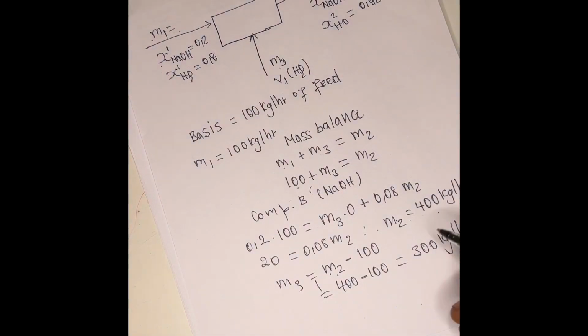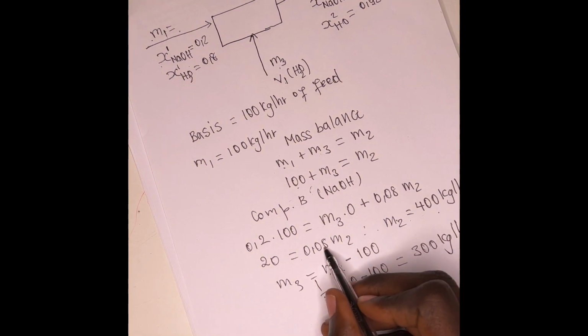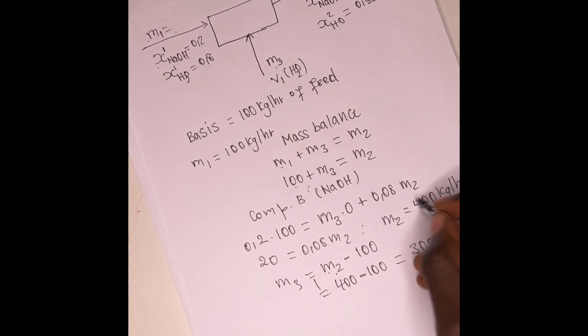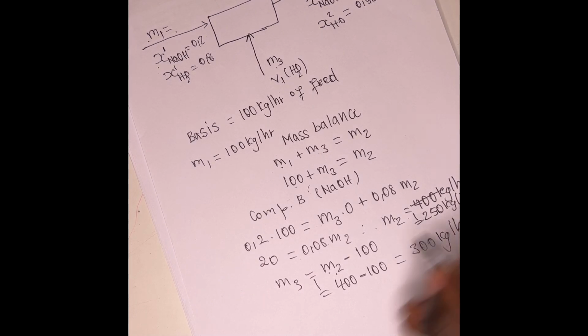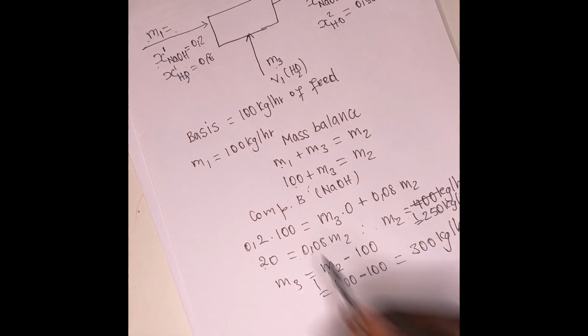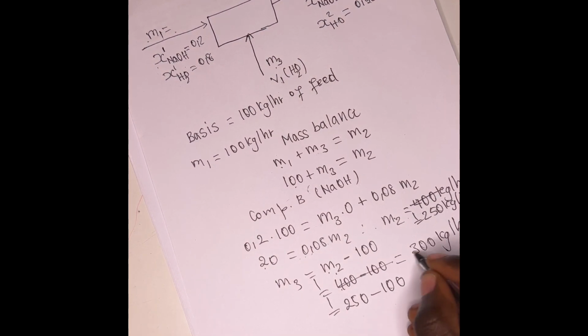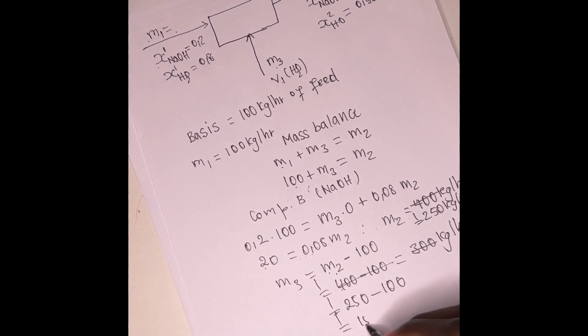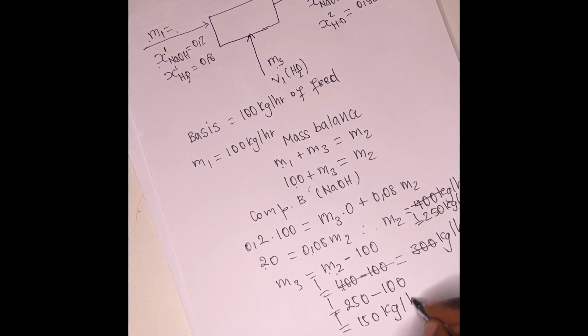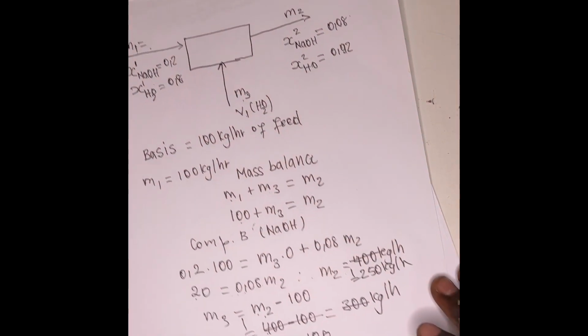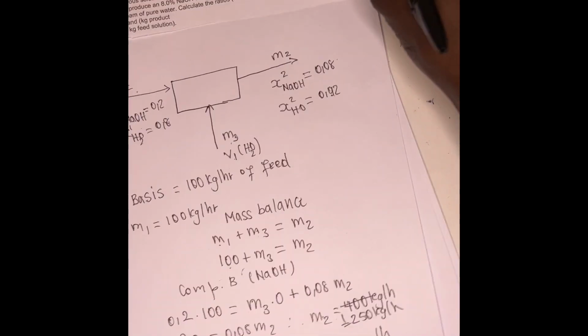20 divided by 0.08. Sorry, guys. So this number is supposed to become, if we divide by 0.8, sorry guys, I just made a mistake. This is 25 kilogram per hour, because it is 20 divided by 0.8. I'm sorry. And then here we're just going to have 250 minus 100. So this answer, we're just going to have 150 kilogram per hour. Yeah, so it's 150, not 300, it is 150. I'm sorry.